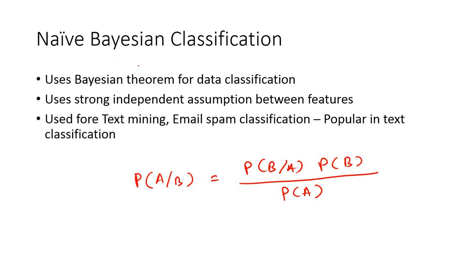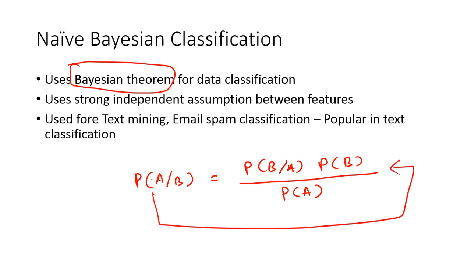The next one is the naive Bayesian classification, or classifier. This uses Bayes' theorem. If you're not familiar with Bayes' theorem, this is the one: you're trying to find the probability of event A happening given event B. It uses strong independence assumptions of features. Whatever features you are using in your data, it assumes that there is no dependency between the features. It's very popular in text mining and in classifying your email as spam or normal email. So it's a popular algorithm used in text mining or text analytics.